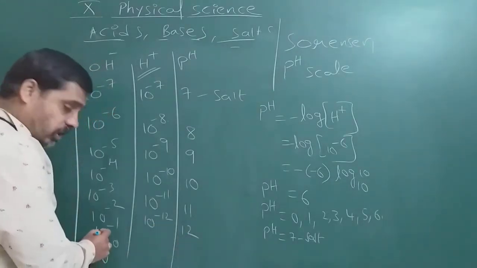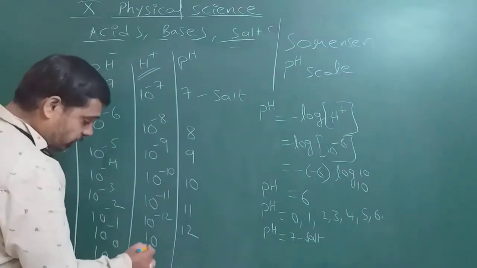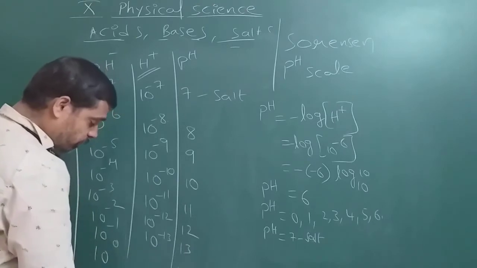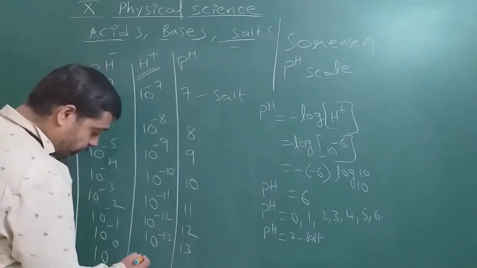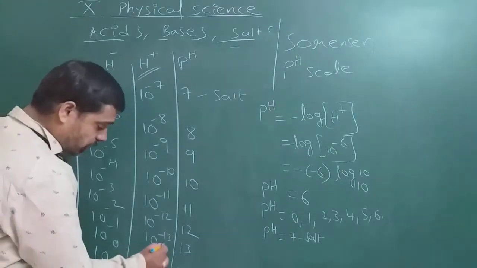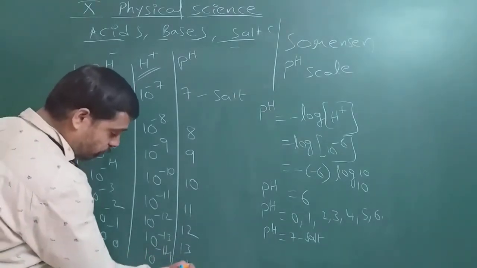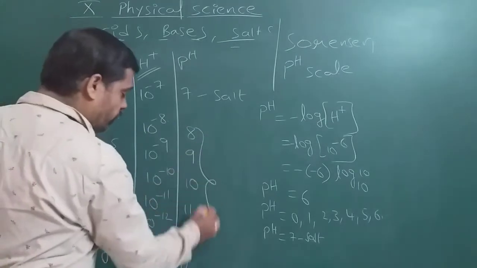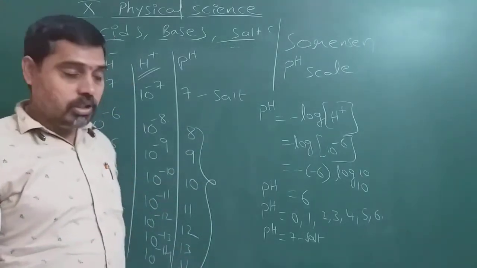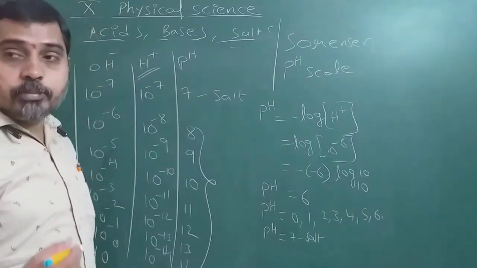If OH minus ion concentration is 10 power minus 1, then H plus ion concentration will be 10 power minus 13, then the pH value will be 13. Then next, if OH minus concentration is 10 power 0, H plus ion concentration is 10 power minus 14. That means if the pH values are 8 to 14, we will call them as bases.